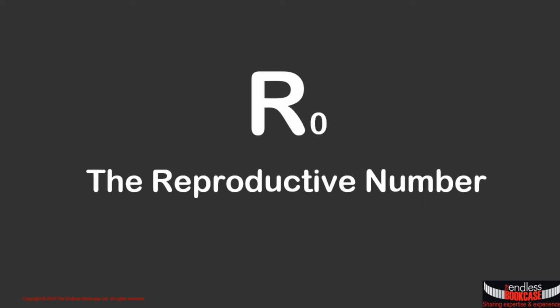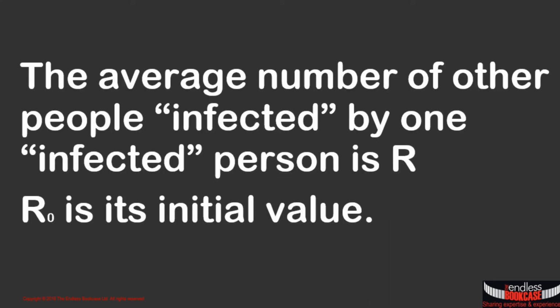But R is the reproductive number. R stands for the reproductive number. And what it is, is the average number of other people infected by one infected person. And I'm using the word infected here because this is exactly how it works and what it means in the case of diseases being spread. And this naught with R naught is effectively indicating what the initial value is, because R can be altered, as we'll see. But what does this mean in terms of you selling your book?